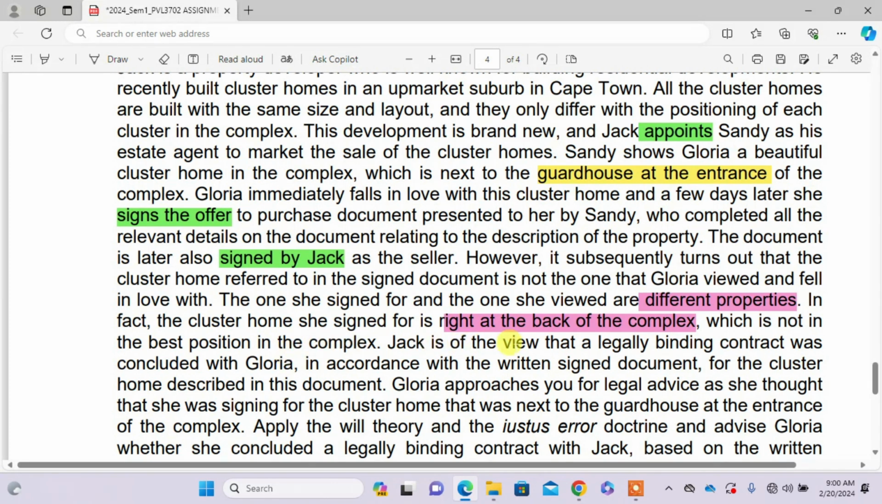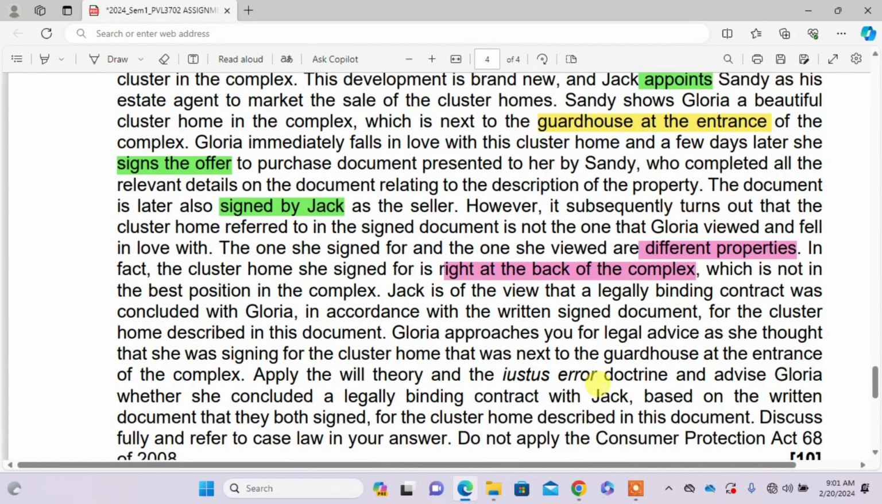Jack is of the view that a legally binding contract was concluded with Gloria. So he believes that the legal contract has been concluded because Gloria signed, so there's a legal obligation. He believes the legally binding contract has been concluded in accordance with the written signed document for the cluster home described in it. Gloria approaches you for legal advice as she thought she was signing for the cluster home next to the guardhouse at the entrance of the complex.